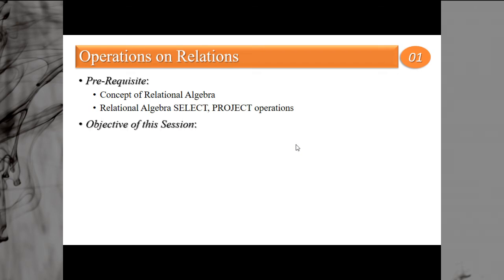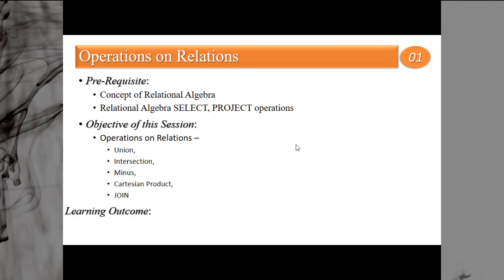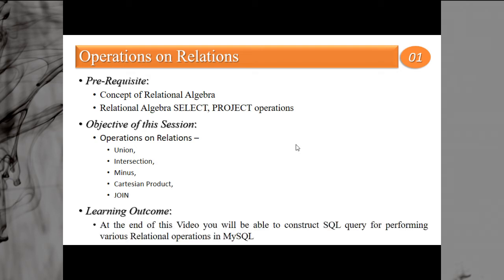Objective of this session. The objective of this session is to cover the operations on relations. As per the CBSE syllabus, we have union, intersection, minus, Cartesian product and join. We will discuss join practically also. The learning outcome of this session is that you will be able to construct SQL queries for performing various relational operations in MySQL. So we are starting this topic.